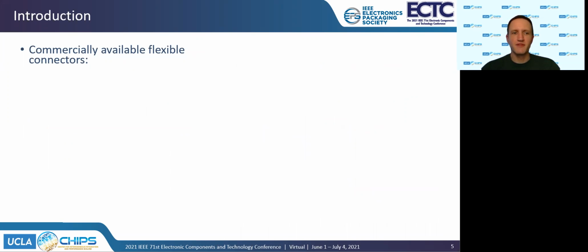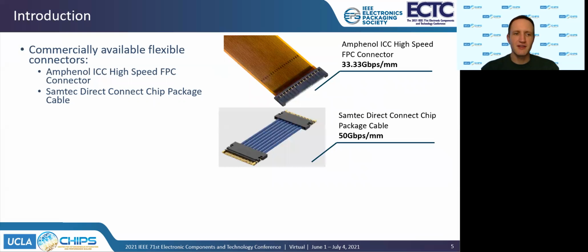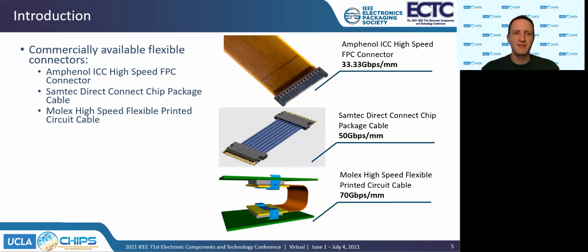Existing commercially available flexible connectors include the Amphenol ICC high-speed flexible printed circuit connector, which has a bandwidth of 33.33 gigabits per second per millimeter, the Samtec Direct Connect chip package cable with a bandwidth of 50 gigabits per second per millimeter, and the Molex high-speed flexible printed circuit cable with a bandwidth of 70 gigabits per second per millimeter. I would like to note here that these bandwidths are normalized to the cable width and do not factor in the width of the connector.